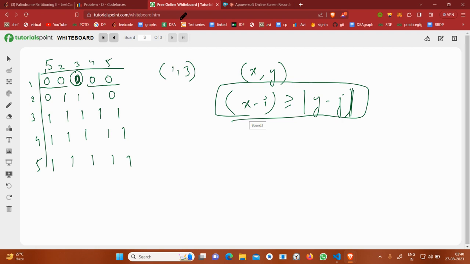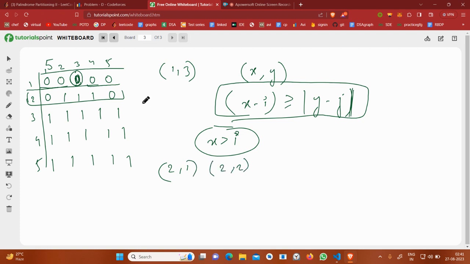So let's see which are the cells which would satisfy this condition. Let's observe first. Since x should be greater than i, it has been clearly stated that the upcoming rows should be considered. So let's just consider this row. 2 comma 1, then 2 comma 2, 2 comma 3, 2 comma 4 and 2 comma 5. I am considering the cells (x, y), because (i, j) is fixed. I have decided that I will invert the cell 1 comma 3.